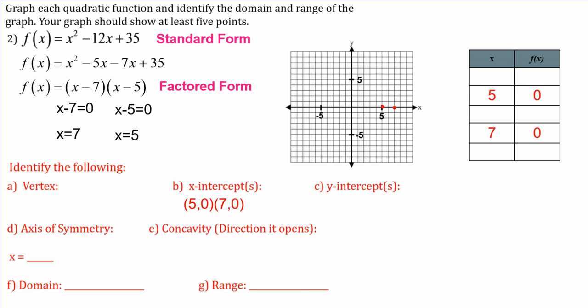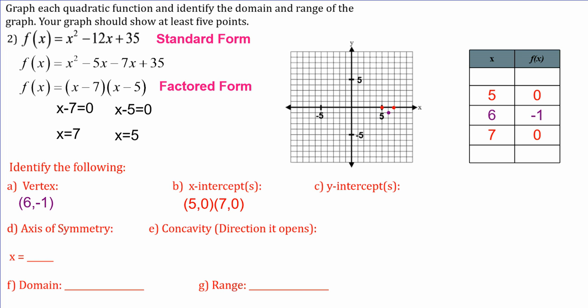So this is our basic building blocks for our parabola. Now, we know the vertex has to be in between the two x-intercepts. So what number's between 5 and 7? That would be 6. So we have the x value for the vertex. What y value goes with it, though? That's the question. Well, if we take 6 and substitute it into our original function, we have 6 squared, and then we have a negative 12 times 6, and we have a 35. When we evaluate that function, we're going to have an output of negative 1.